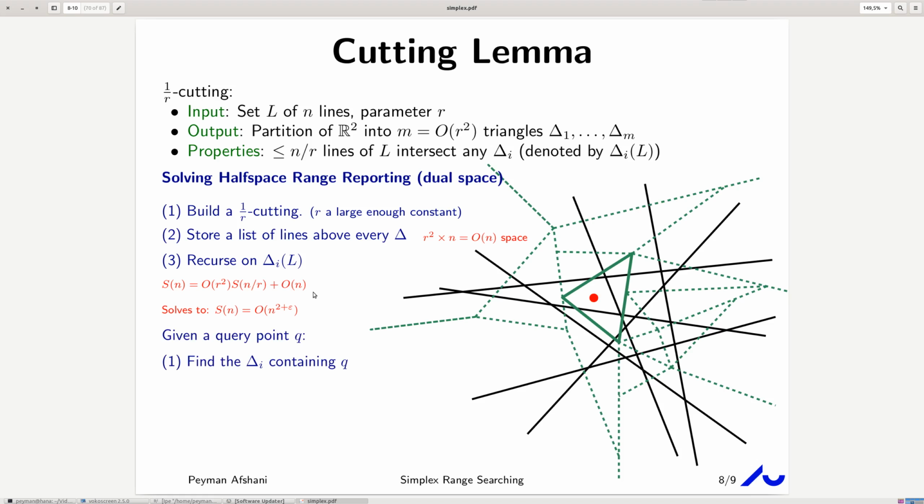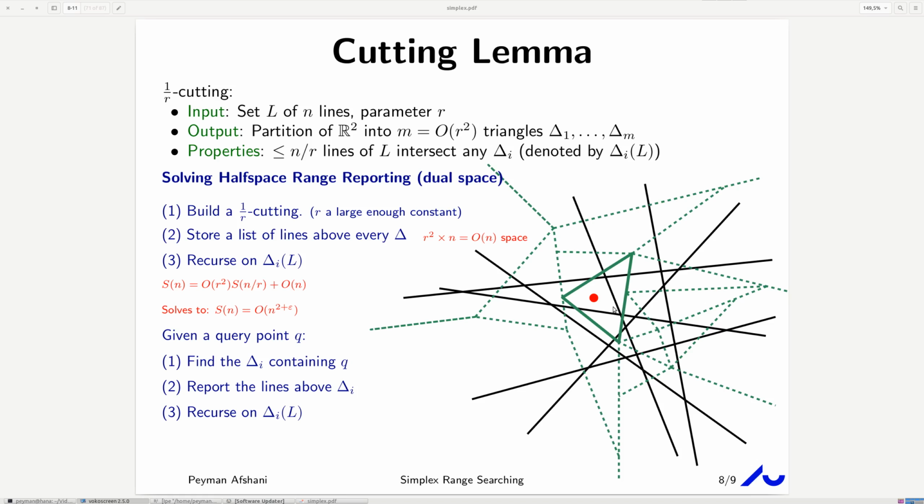Now, given a query point, we want to find all the lines that pass above it. I fixed the typo in the slide. So we want to find, given a query point, the set of lines that pass above it. We find a triangle that contains my query point, let's say this green triangle. I have stored the list of lines that pass above this triangle, so just report them. Then I need to report the set of lines that pass above this point but intersect this green triangle, so just recurse.